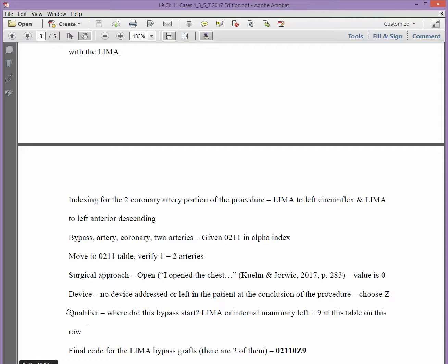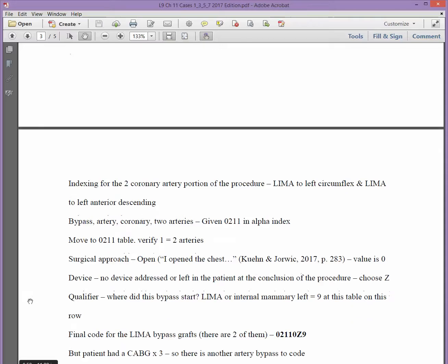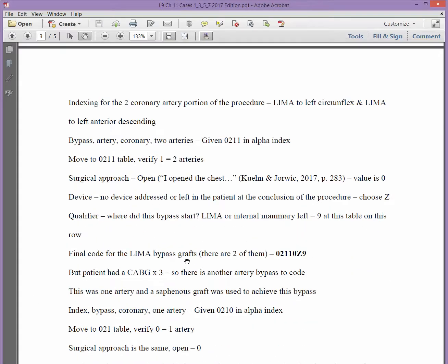The last character value at the table is where did this bypass begin? Not end up, begin. It started at the LIMA, the left internal mammary artery. We choose 9 at that row at that table. The final code for the LIMA bypass grafts, and there were 2 of them, is 02110Z9. But that's only a CABG times 2. This patient had a CABG times 3, 3 meaning how many vessels, arteries were bypassed. So we have another artery to code.